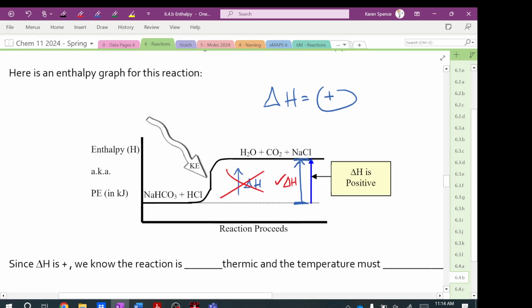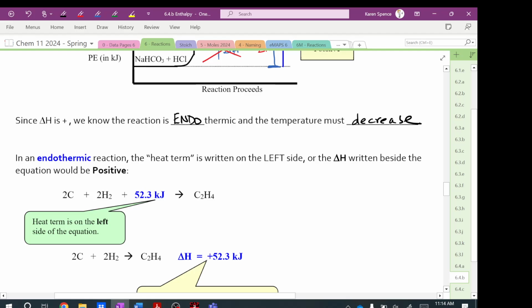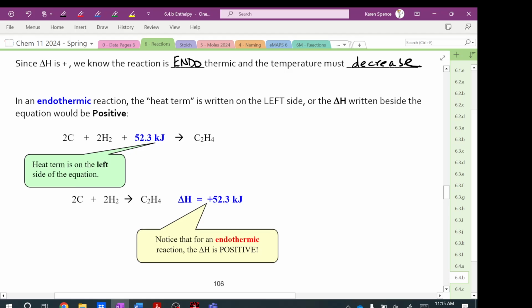Since delta H is positive, if you have a positive delta H, the reaction is endo or exo? Endo. And the temperature, therefore, is it increasing or decreasing? Decreasing. Do we write the heat term on the left side or the right side? Left side. Okay, we have a positive delta H.